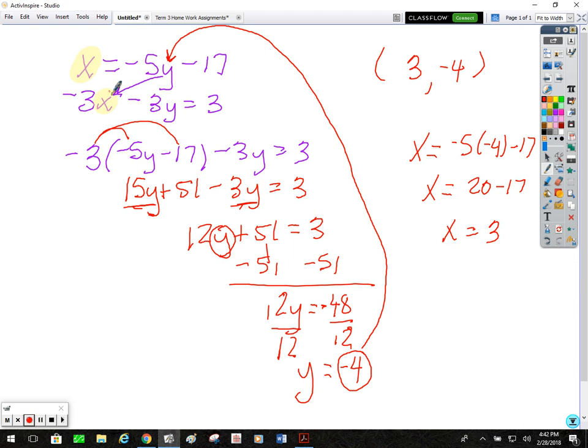Again, we can go back and check all these. If I put in a negative 4 right here, negative 5 times negative 4 is 20, minus 17 is 3. When I put in negative 4, I should get out 3, which is what I did. Now here, when I put in my 3 and my negative 4, I should get out a positive 3. Negative 3 times 3 is negative 9, minus 3 times negative 4 is a positive 12. So negative 9 plus 12 is 3, so 3 equals 3. So this solution checks for both of those. So you see how we're working these?